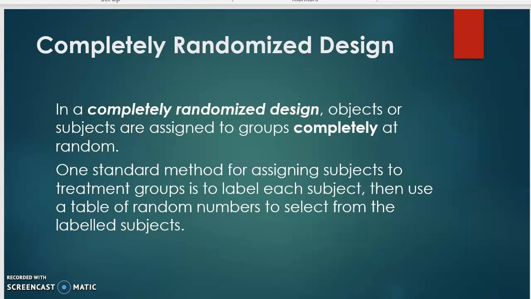A completely randomized design. Subjects are assigned to groups completely at random. One standard method for assigning subjects to treatment groups is to label each subject, and use a table of random numbers to select them from the labeled subjects.